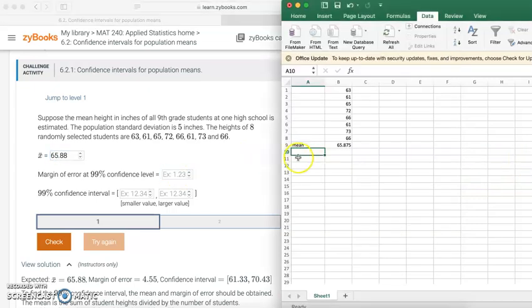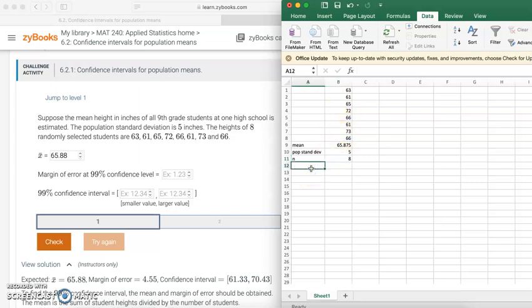So the margin of error we can actually find using the confidence function in Excel. But first, what makes it a little easier is if you go ahead and put in the population standard deviation, and we were given that as 5 inches, and then the number of observations n equal, you can either just type in 8 or you can just say count. And the reason this is handy is if you have a bigger data set, that count just tells you how many cells are populated.